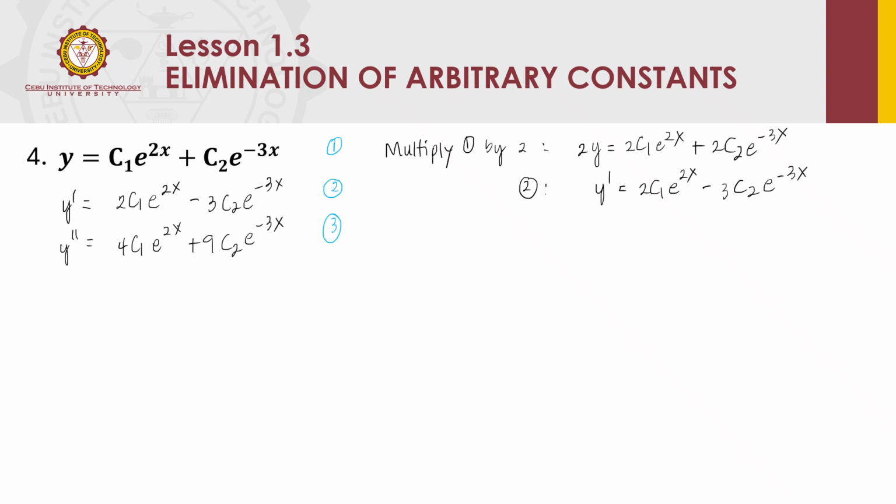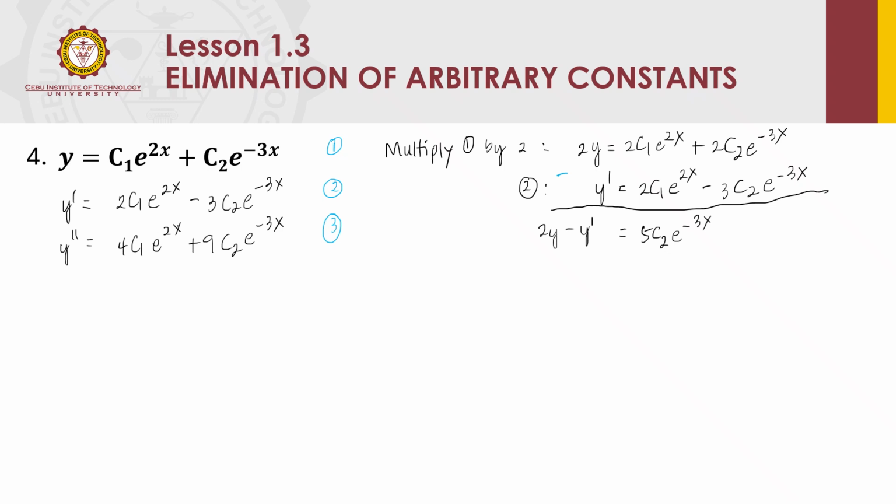Okay. So by addition, or rather by subtraction, so we get 2y minus y prime, and then we eliminate the C1 terms. 2 minus 2 is 0, and then 2 minus negative 3 is 5. So we have 5 C2 e to the negative 3x.